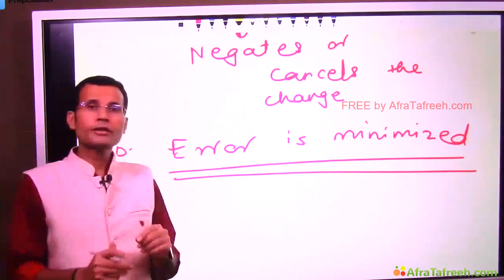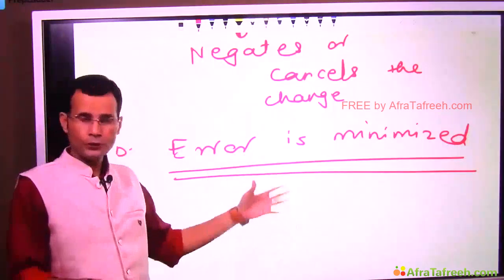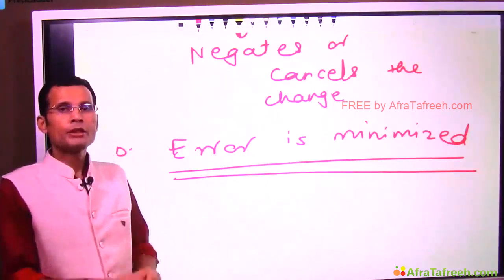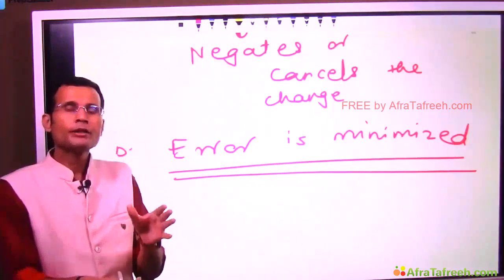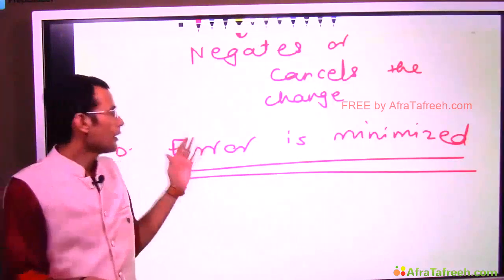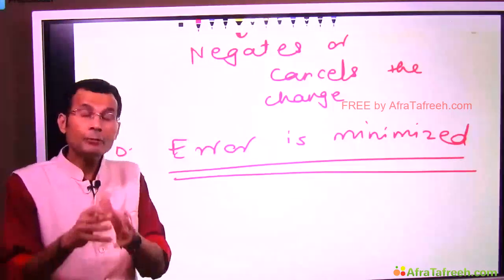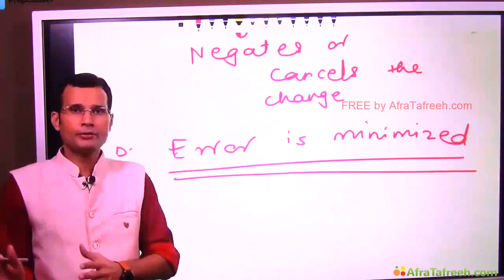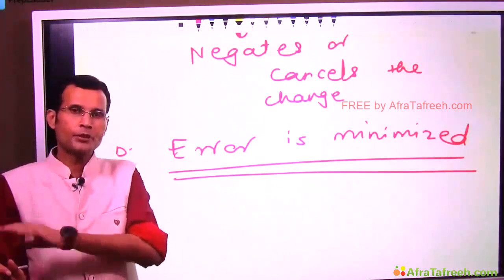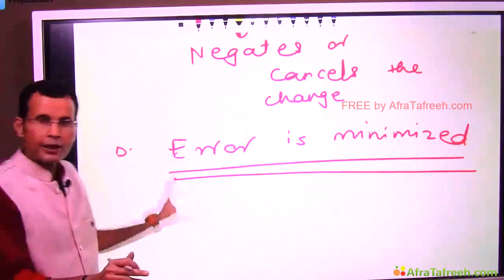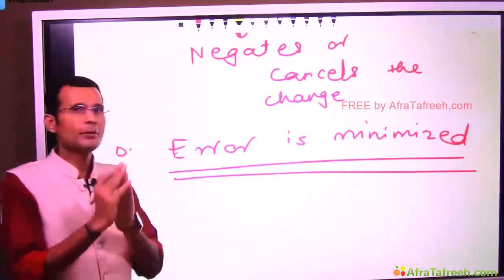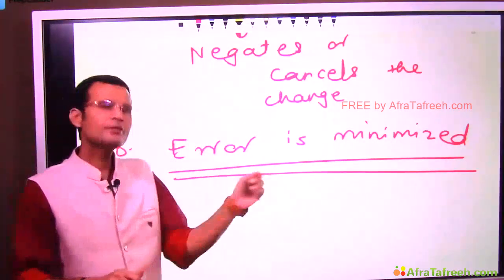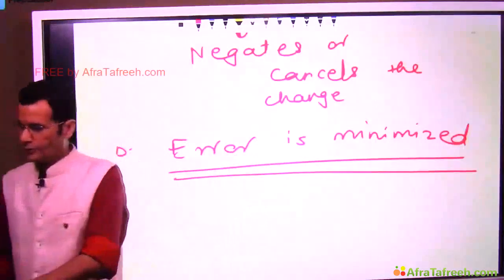I'll tell you what is error. We are going to talk about it. But for now, just remember, in the case of positive feedback, error will be amplified, magnified. Remember this. And in the negative feedback, error is going to be minimized. So what is this error? Let's try to understand now.